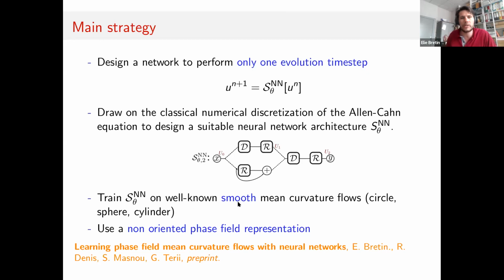Another point is that we only consider for the learning the mean curvature flow of a circle in 2 dimensions and a sphere and cylinder in 3 dimensions. And to obtain this, we use not the oriented phase field representation, which is given by the profile Q applied to the distance of omega over epsilon, but a non-oriented phase field representation. So all this work has been recently submitted in a preprint you can find on the internet, with Roland Denis, Simon Masnou, and Gary Terrier, about learning phase field mean curvature flow with neural networks.